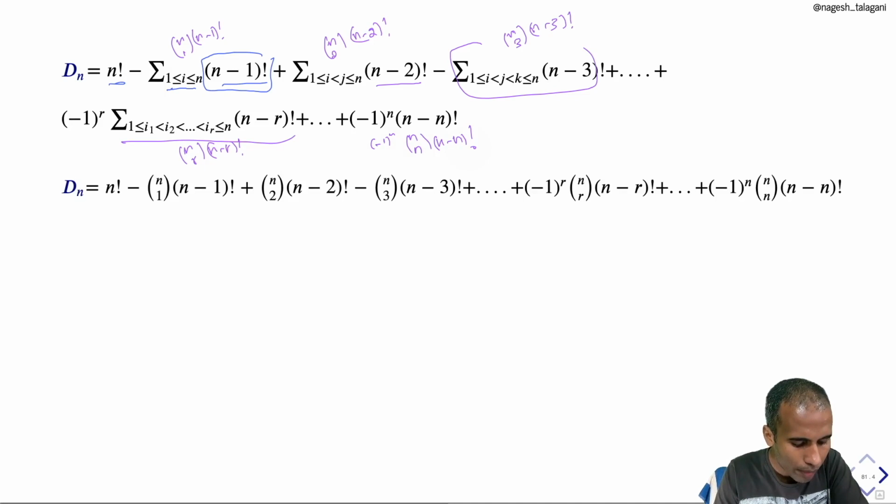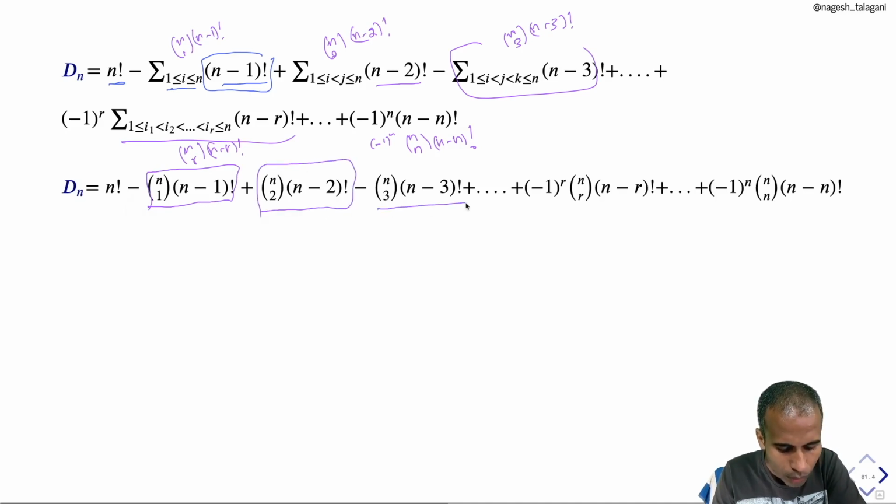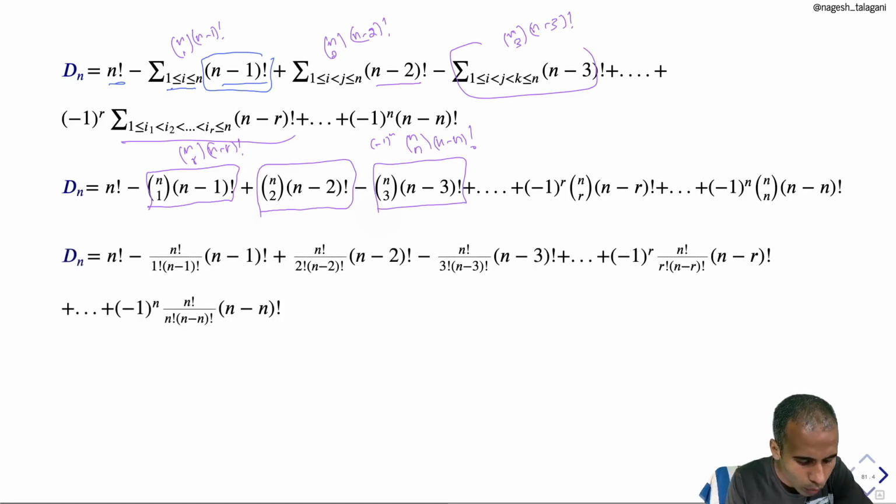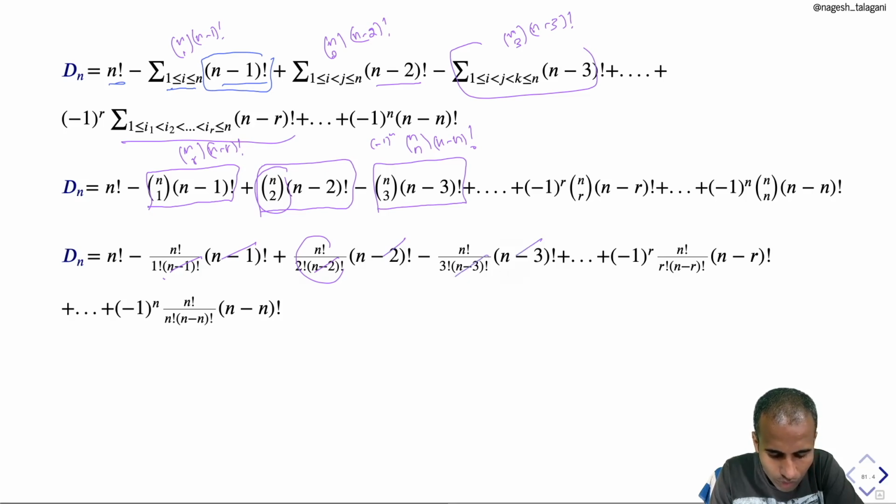So n factorial minus n choose 1 times n minus 1 factorial plus n choose 2 times n minus 2 factorial minus n choose 3 times n minus 3 factorial and so on. Now, if you write the n choose r formula in each term, n choose 1 is going to be n factorial by 1 factorial times n minus 1 factorial. This one cancels. N choose 2 we are writing here. This one cancels, this one cancels, this one cancels, this one cancels.